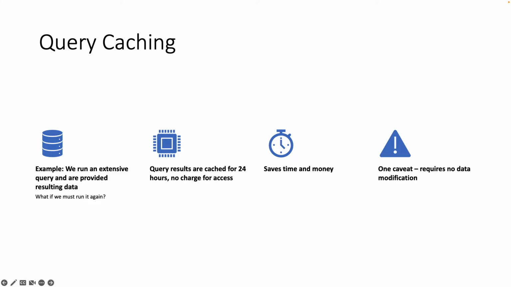Well, traditionally, we'd have to run it again and use the resources to run it again, which could be very, not only timely, but costly. With Snowflake, we don't have to. The results of that query are actually cached. So if we go ahead and run that same query, we're not going to be charged anything additionally for accessing those results, and they're going to be cached for 24 hours, saving us a lot of time and money.